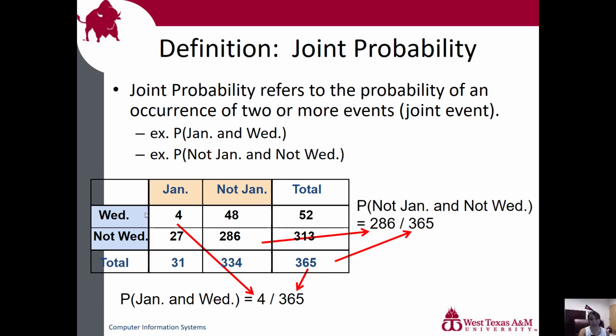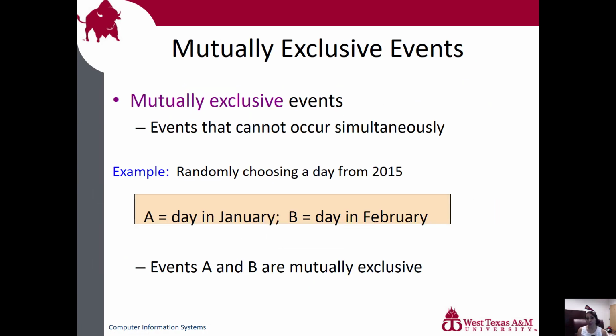So this may seem very familiar because we did calculate percentages in Chapter 2, but this time we're just wording it in terms of probability. Mutually exclusive events are events that cannot occur simultaneously. So for example, a day in January and a day in February, those are mutually exclusive because those cannot happen at the same time. Same with a deck of cards. The probability that it is a red card, the probability that it is a black card. Those are mutually exclusive events.